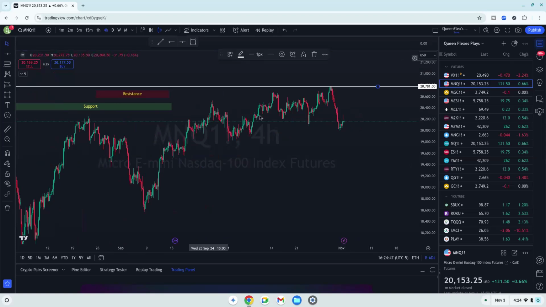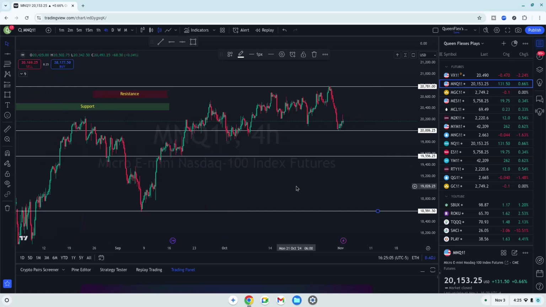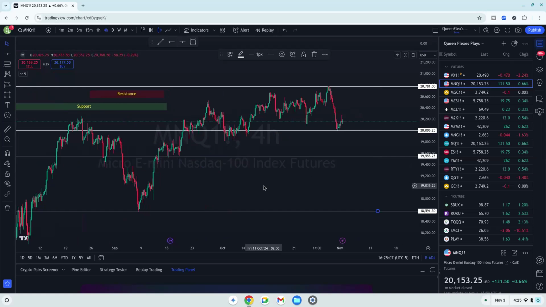Resistance, support, support, and support. As you guys know, I like to have 4 lines for my support and resistance. It just works better, especially for the MNQ, the ES, gold. Maybe not oil so much, but overall I like the 4.